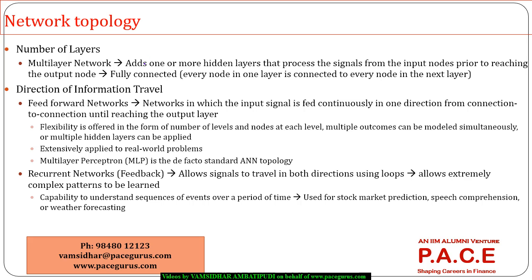So, a multi-layer network has one or more hidden layers. The signals from the input nodes are processed. Some calculations are done at the hidden layer before they are transferred to the output node. The whole network is fully connected: all input nodes connected to all hidden nodes connected to all output nodes. That is the number of layers we have to talk of in the network topology.